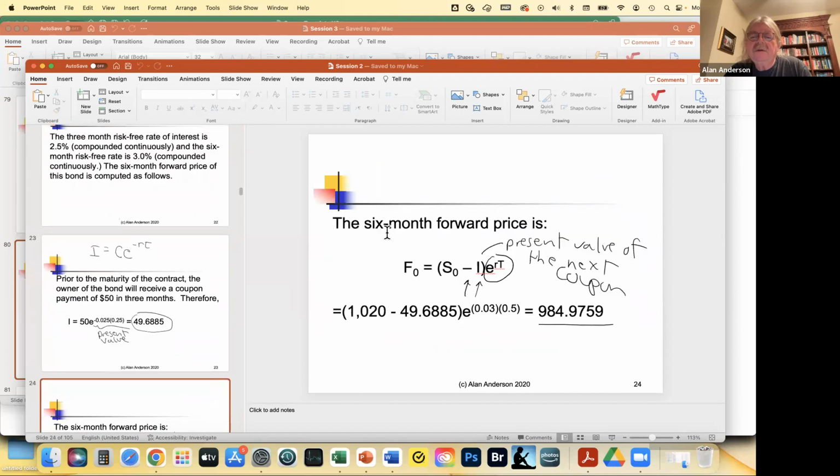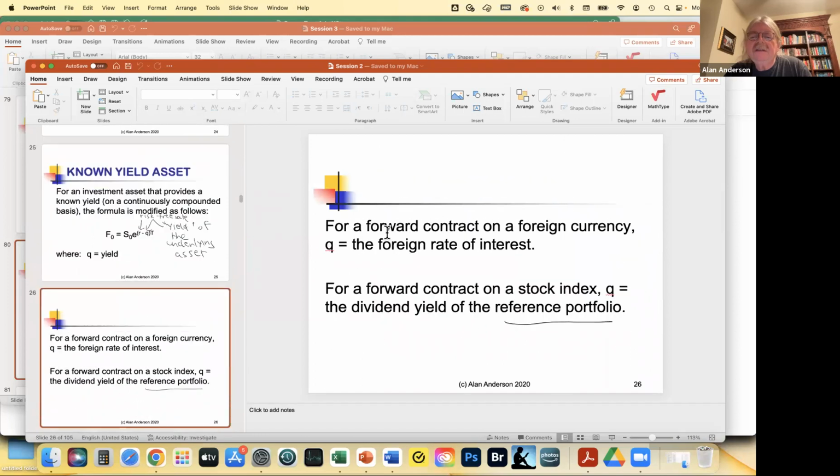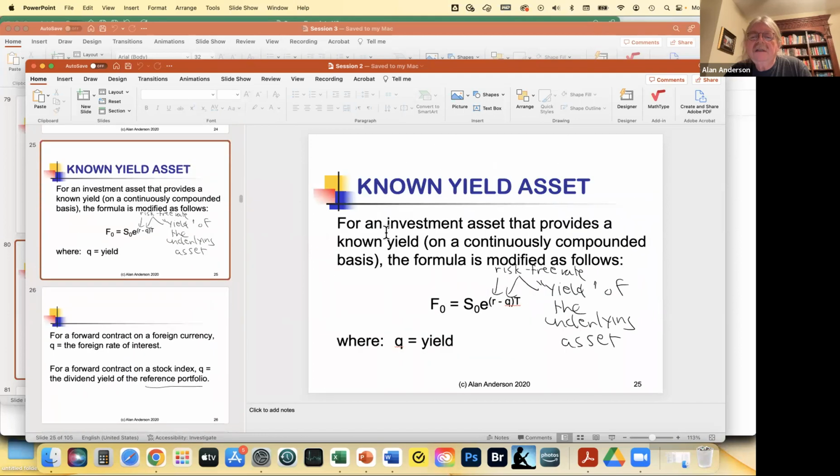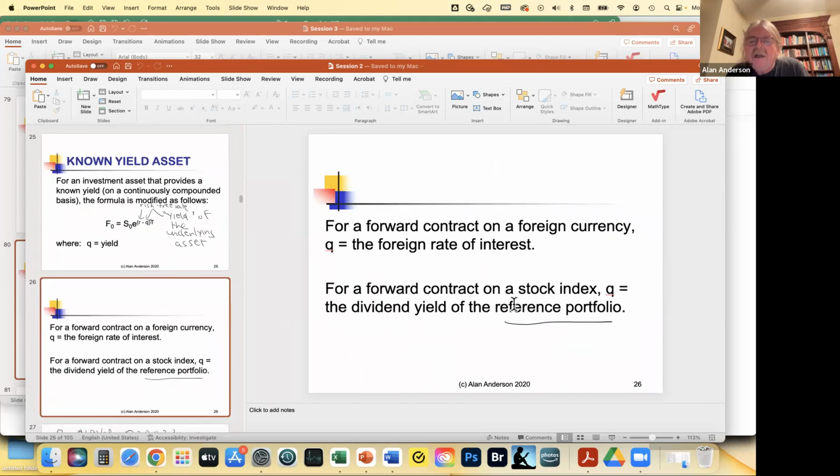Where's that example? Hold on. I know it's here. Here it is. Okay, this is the one. This is the general case when there's some kind of cash flow being paid to the asset underlying the contract. If this is a foreign currency, then Q becomes the foreign rate of interest.